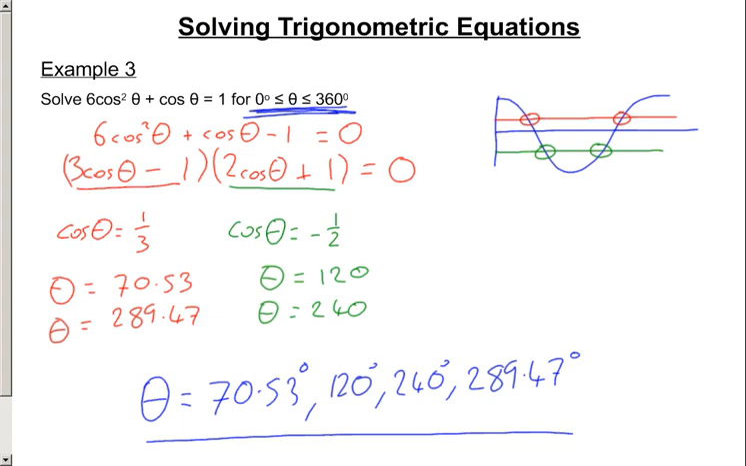the graph. This is quite common, to have quadratics disguised in trig equations. So look out for them. If ever you see a squared trig term, you're probably looking at a disguised quadratic.